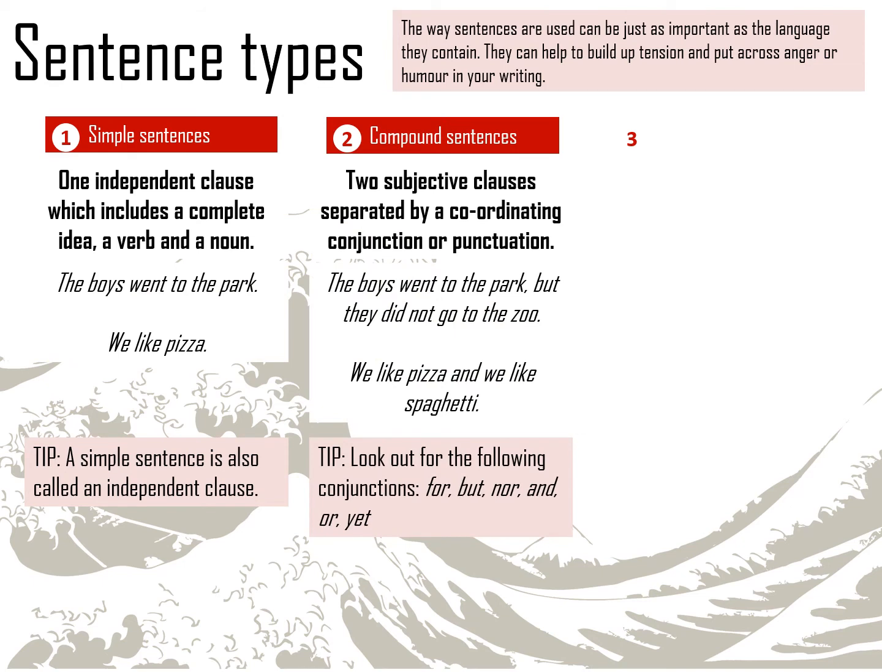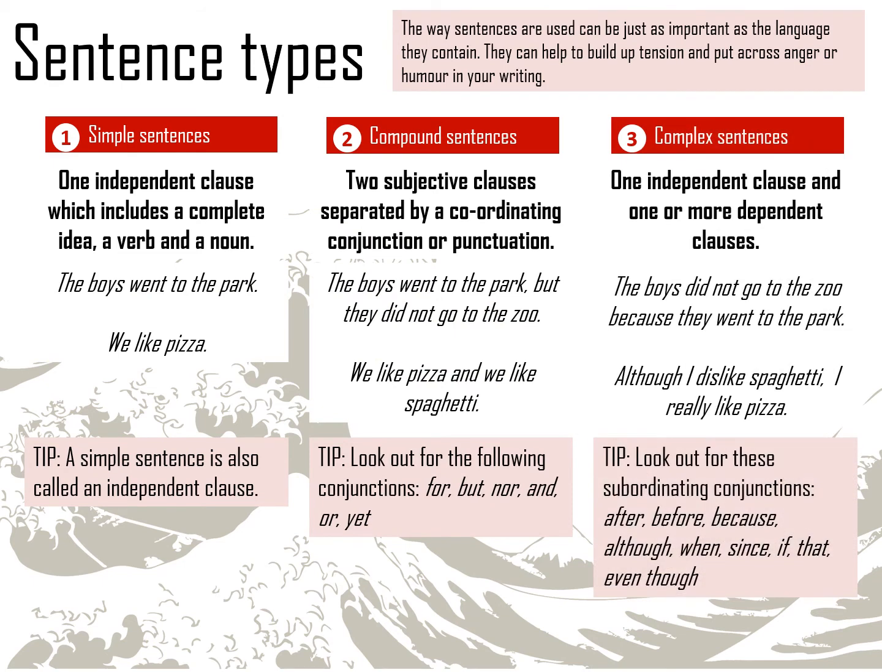The last type of sentence we're going to think about is a complex sentence. A complex sentence is where you have an independent clause, like a simple sentence, but then one or more dependent clauses. A dependent clause is effectively a sentence that does not make sense on its own. For example, the boys did not go to the zoo because they went to the park.